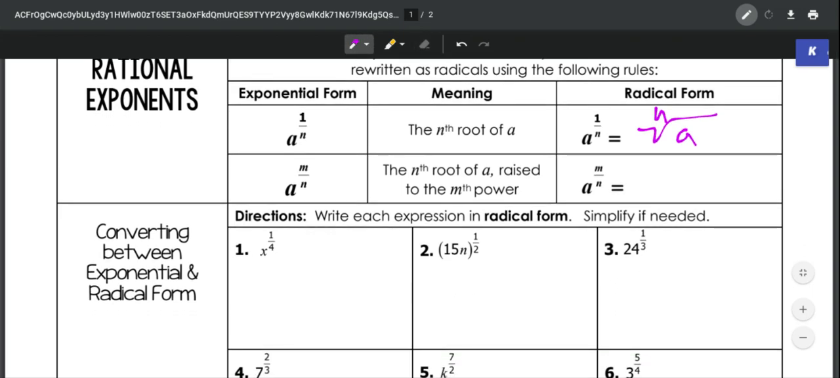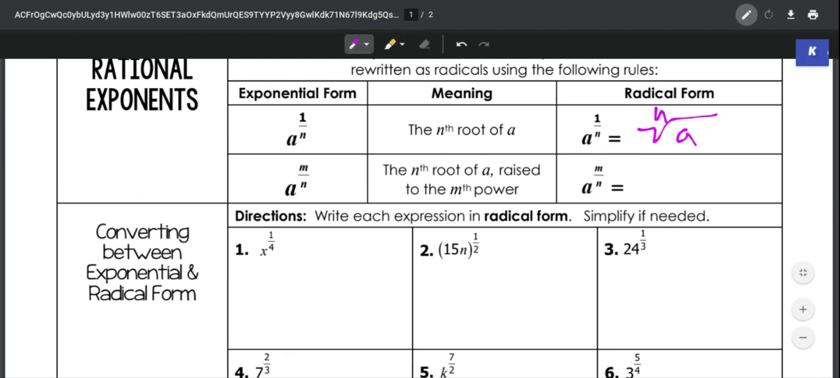Now, say for instance we had 4 to the 1 over 2. When we have that set up, we would just write the square root of 4. Say that we had 4 to the 1 over 3. It would still be 4 under the radical, but now that denominator of 3 would be our index, so it would actually be the cube root of 4. So that's all that first part's really saying.